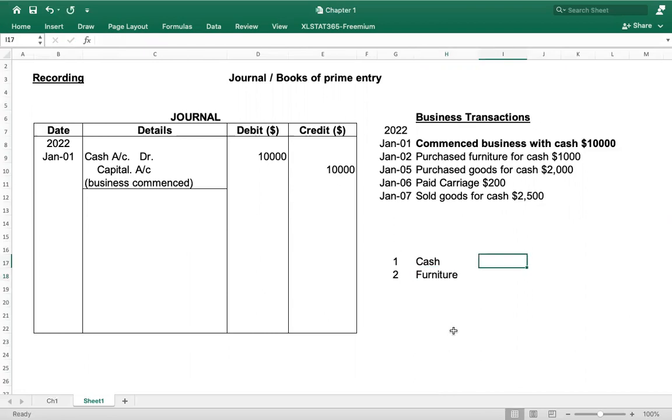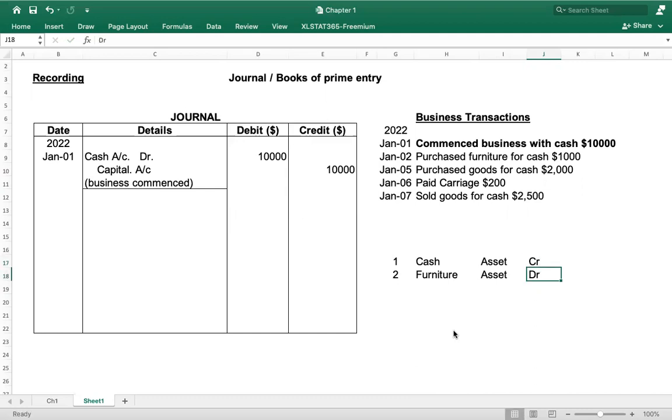Now tell me their category. So cash is asset, furniture is also asset. Good, both are asset. Now tell me which is increasing, which is decreasing. Cash is decreasing, furniture is increasing. Good, increase in asset, debit, decrease in asset, credit.